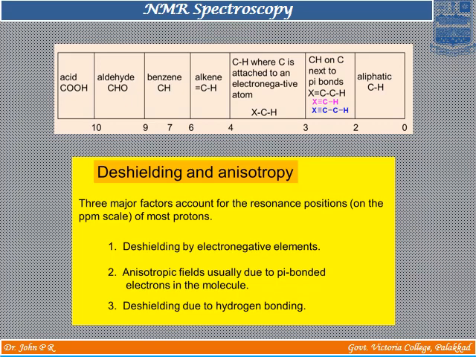And another factor is anisotropic fields due to pi bonded electrons in the molecule. So we will discuss these factors in the coming session.